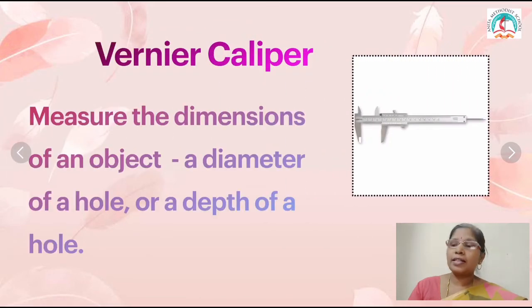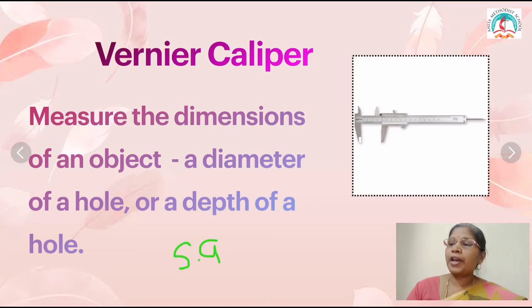Now, the next instrument you are using is called the Vernier Caliper. You see, this is a diagram for the Vernier Caliper. It is used to measure the dimension of the object, the diameter of the hole, or the depth or height. You measure this with the help of the Vernier Caliper. For both of them, you should know the value of the least count.